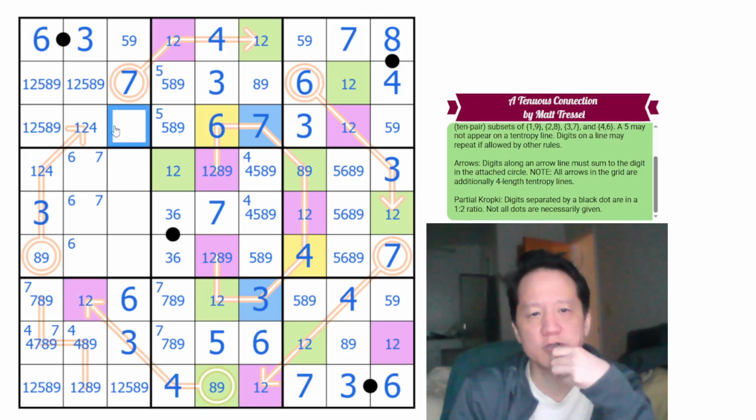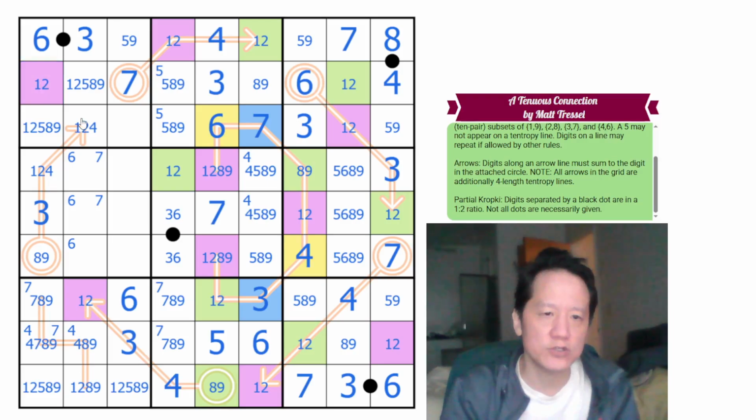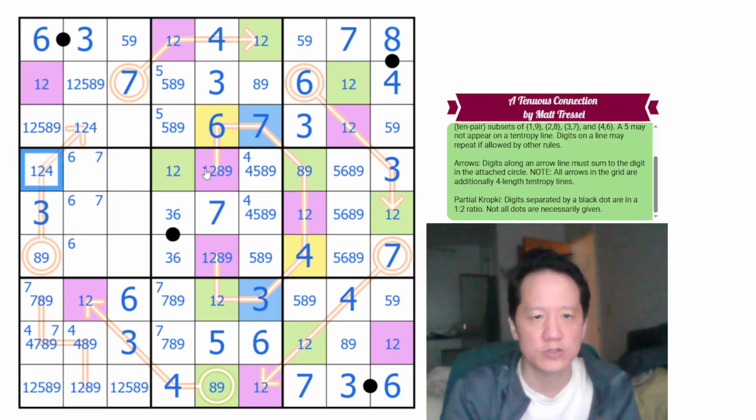So the pink 1, 2 cannot be here, cannot be here, cannot be here. It has to be here. So this is the pink 1, 2. Since this is the pink 1, 2, it sees both of these. So this cannot be the pink 1, 2. It has to be the green 1, 2. And therefore this can't be the green 1, 2 because it sees both. Therefore this is the 4.